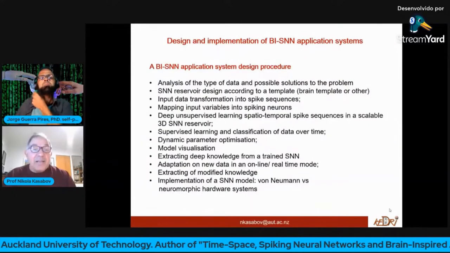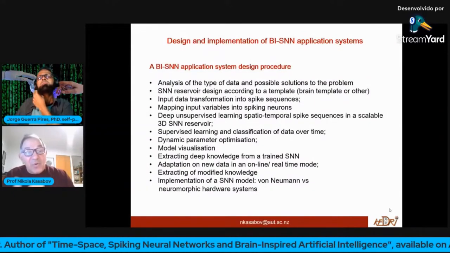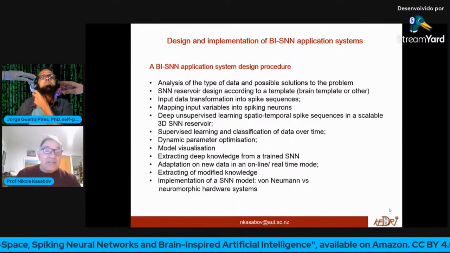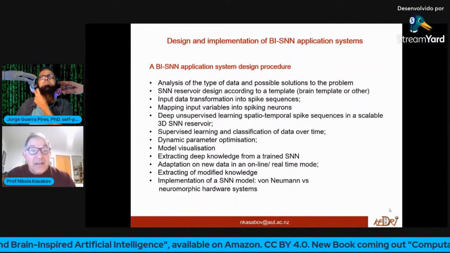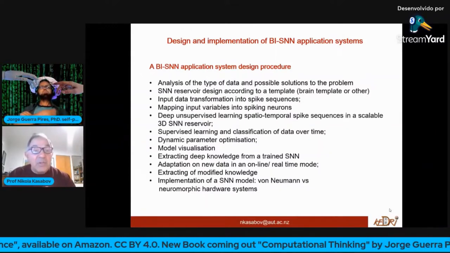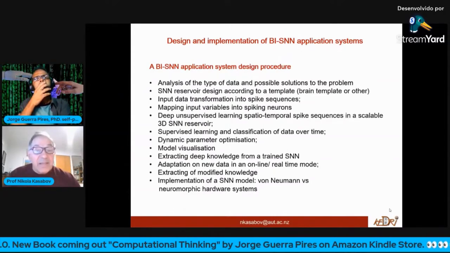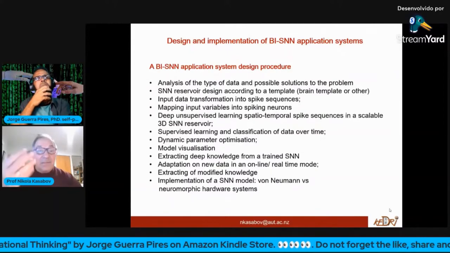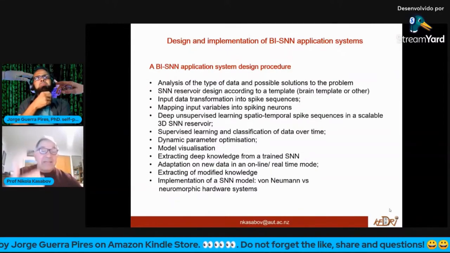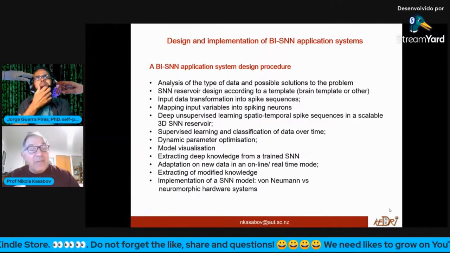To design an application system based on these principles, we have to go through certain phases and procedures. For example, analysis of the data, designing the reservoir or the structure, encoding the data, learning this system, etc. And all this is the so-called design procedure that we have to go through to design our application.